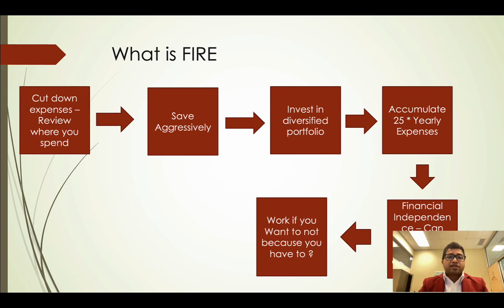So what is the FIRE principle? The FIRE principle is very easy. Our objective in FIRE is to retire early and have financial independence. So how do we achieve that? We cut down expenses, we review where we are spending, and we cut down our expenses to bare necessities. Then we save aggressively, we save as much as we can. We invest in a diversified portfolio. The objective is to accumulate 25 times our yearly expenses. So if your yearly expenses are $50,000, then 25 times that is $1.25 million. That will be our goal.